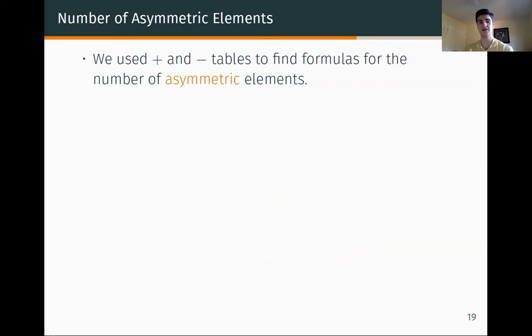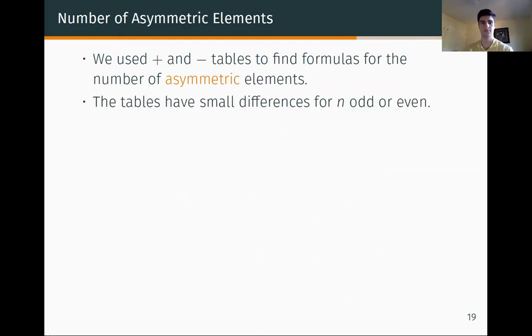Okay, so we use these Cayley tables and inverse column Cayley tables, which we call for short just the plus and minus tables, to find formulas for the number of asymmetric elements. And when we were drawing tables just in general for arbitrary n, we noticed that there are some small differences when n is odd or even.